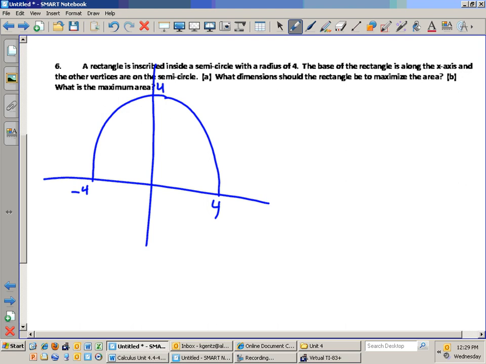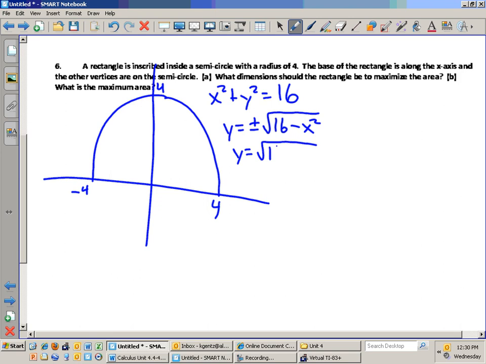That's an equation for a circle, right? But the top half of the circle. So an equation for a circle, you all remember this, right? x squared plus y squared equals r squared. My radius squared is 16. If I solve for y, I get y is equal to plus or minus the square root of 16 minus x squared. Subtract the x squared and square root both sides. Now tell me, if I'm looking at the top half, am I looking at the positive or the negative? I'm looking at the positive. So y equals the positive square root of 16 minus x squared.